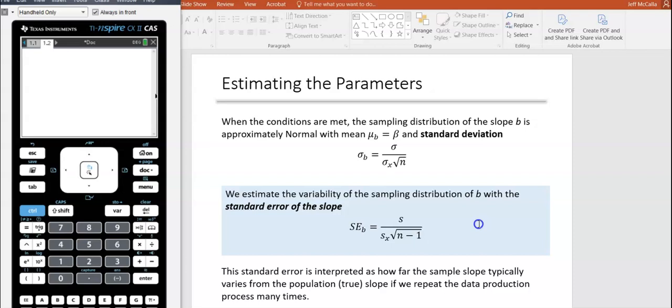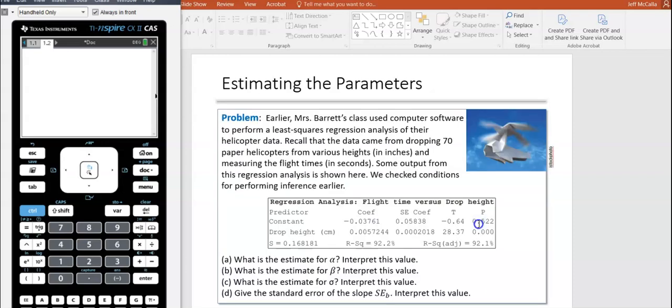So we just multiply by, instead of square root of n, it's square root of n minus 1. It works out better that way. Okay, so what is the estimate for A here? You can see on this line right there where my cursor is, A is next to the word constant. That's where the y-intercept is located. So it says negative 0.0371.